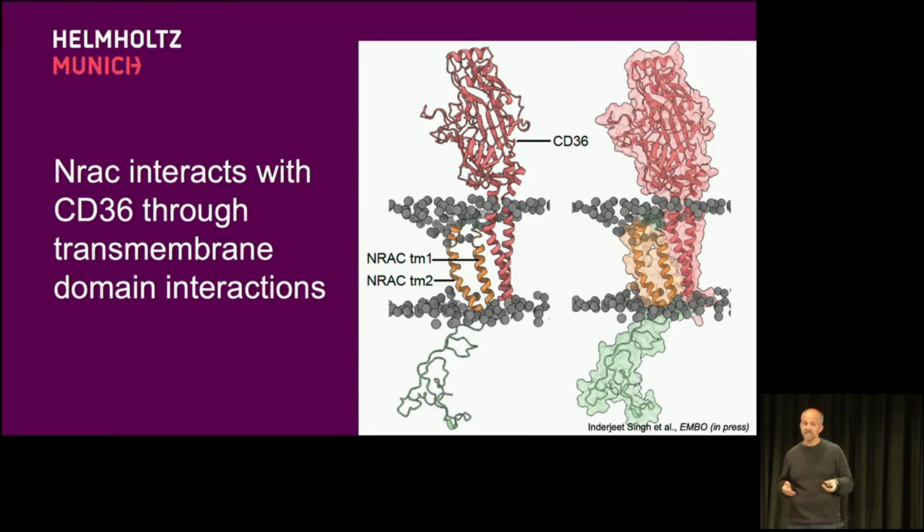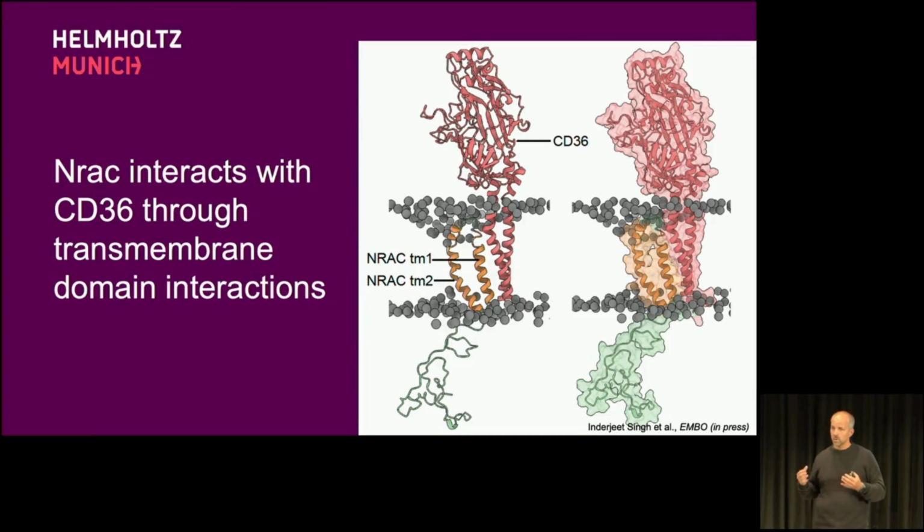And what we could see is that this protein, the NREC is in green, you see a large cytosolic domain, then two transmembrane domains, actually interacts through a transmembrane interaction with CD36. And this is interesting because CD36 is the main long-chain fatty acid transporter, not only in adipocytes, but in most cells in the body. However, remember, only adipocytes express NREC.